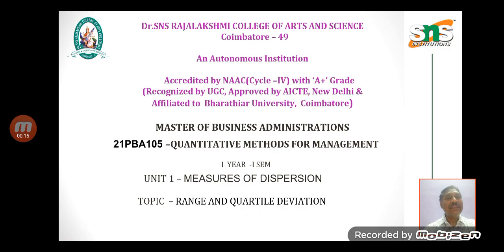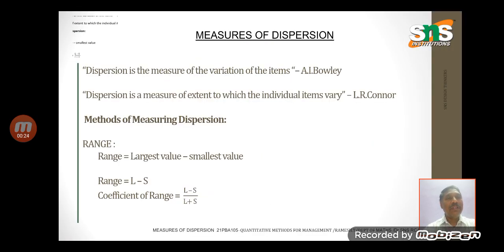In this lecture series video, we are going to discuss the topic range and quartile deviation from measures of dispersion. So what is measures of dispersion? Dispersion is the measure of variation of the items, or dispersion is a measure of the extent to which the individual items vary. So what are the measures of dispersion? Range, quartile deviation, mean deviation and standard deviation.